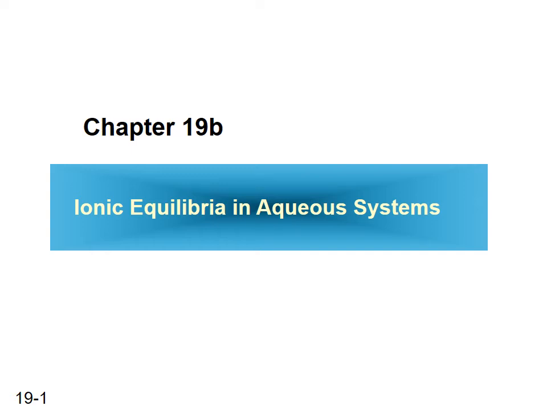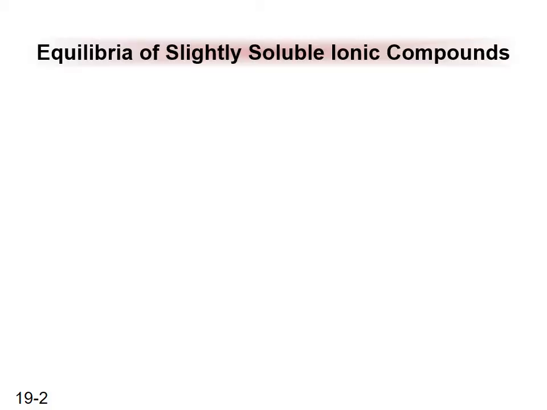Chapter 19. Ionic equilibria in aqueous systems. Many salts are highly soluble in water. An example is sodium chloride, the table salt, which is very soluble in water.